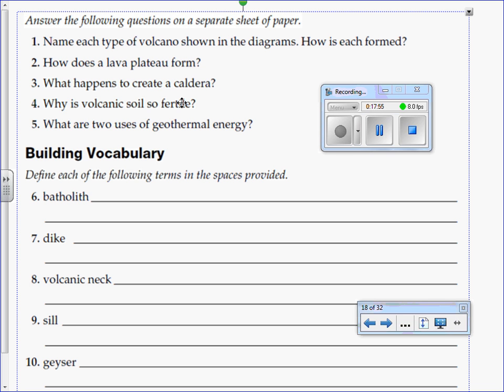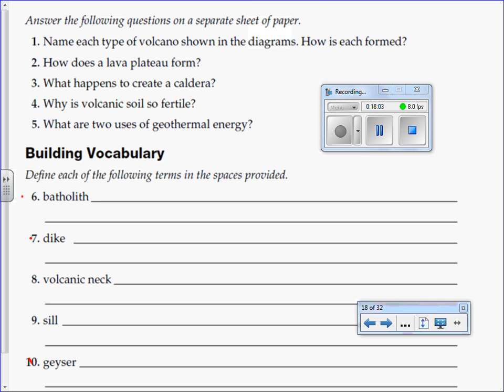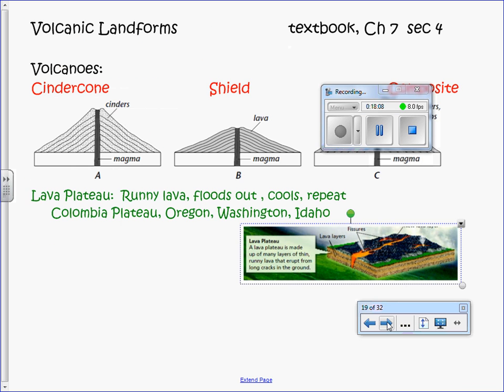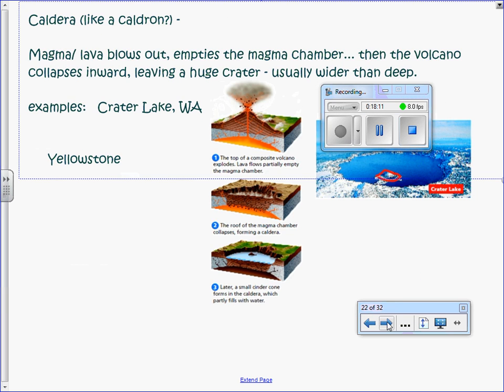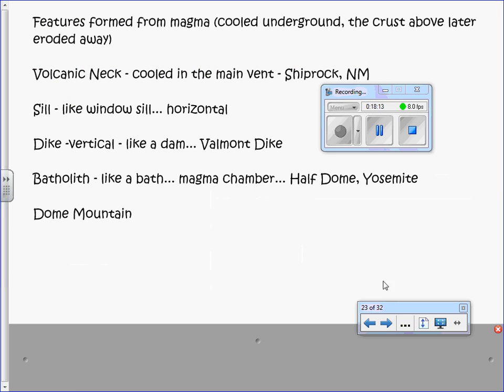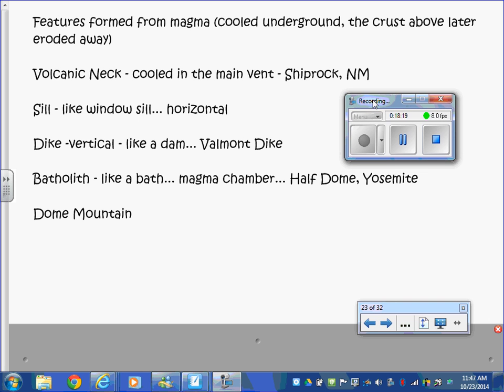All right, so let's take a quick look at these other volcanic features. And again, you can draw these or look at the pictures in the book. Batholith, dike, volcanic neck, sill, and geyser. So, here we go for some pictures. There's a caldera. So these features are formed by magma that cools underground. So it solidifies underground as granite or igneous rock like that, intrusive igneous rock. And then the other ground around it erodes away.